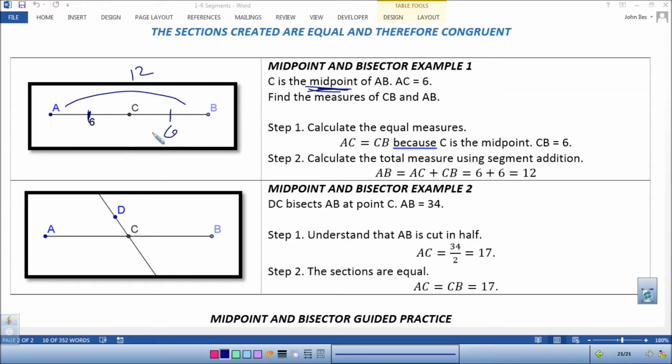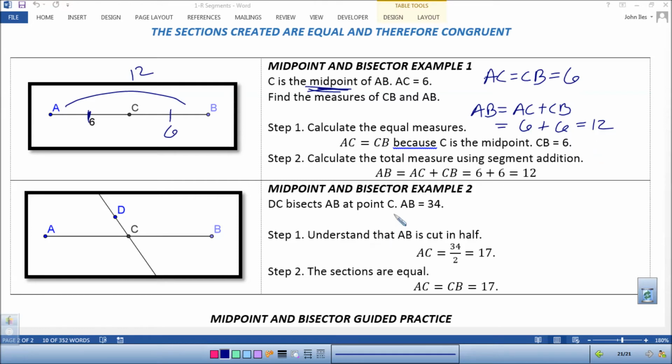Of course, this isn't enough. We actually have to show our work, and the way we show our work is like this. We say AC is equal to CB, which is equal to 6. And then we say that AB is equal to AC plus CB, so that's 6 plus 6, which is 12.